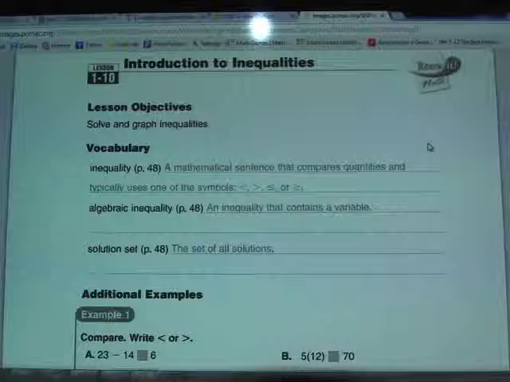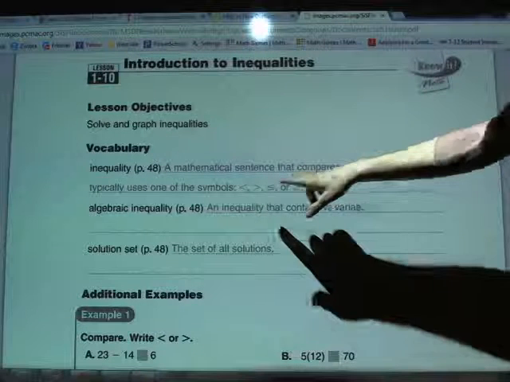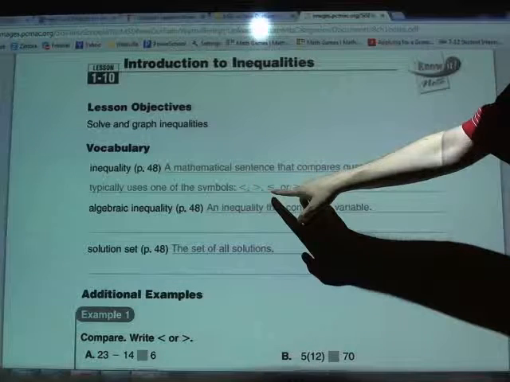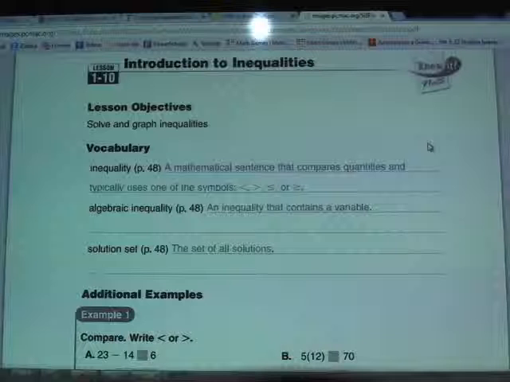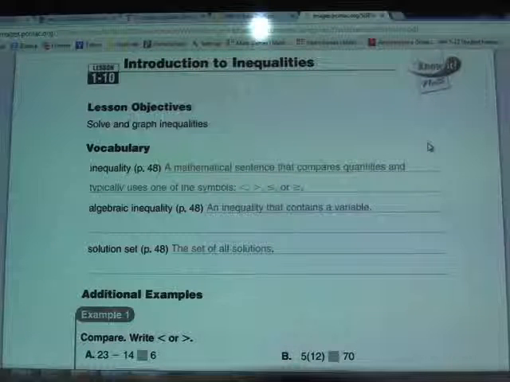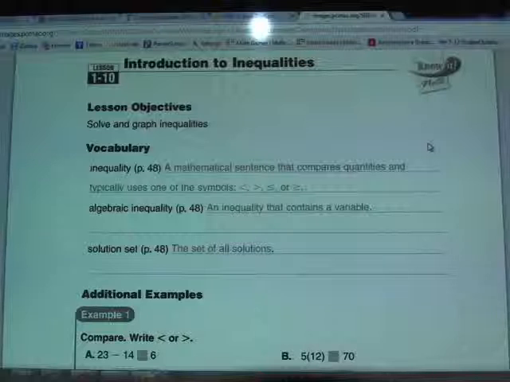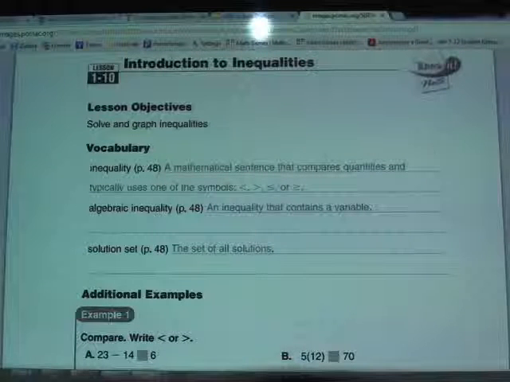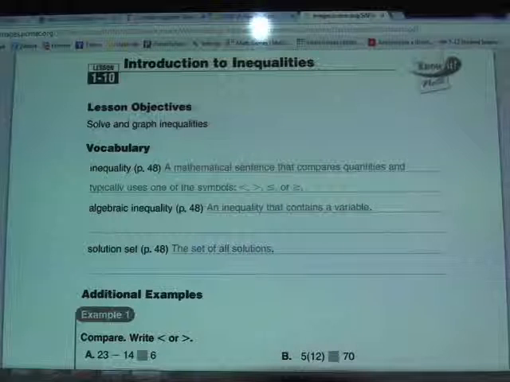So let's go back and look at these symbols one more time, make sure we have those down. This is less than, this is greater than, this is less than or equal to, this is greater than or equal to. Now one of the things you're going to have to do in this section is graph the inequalities on a number line. And you have to make sure that you know the symbols that match the different inequality signs.